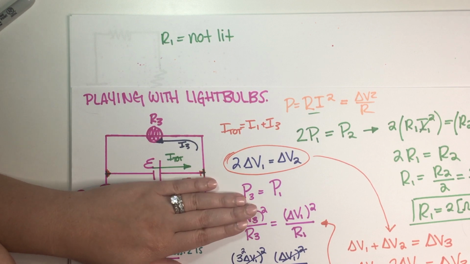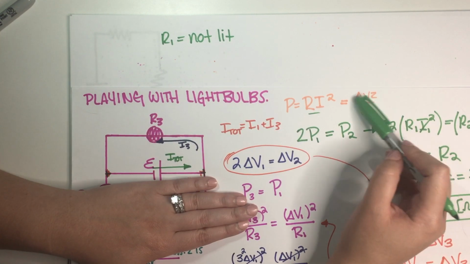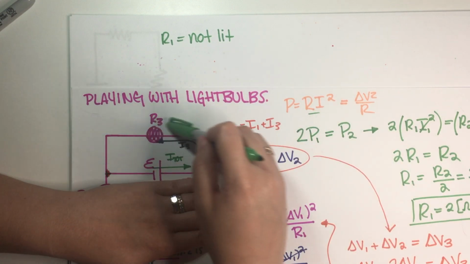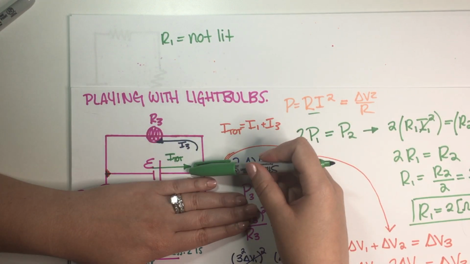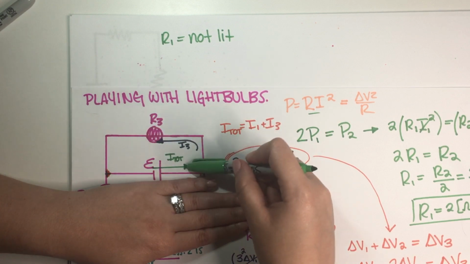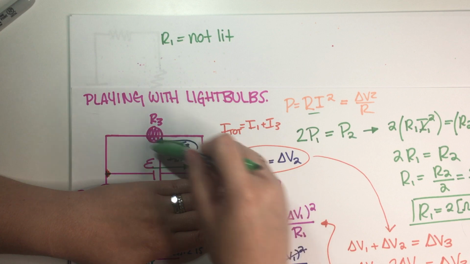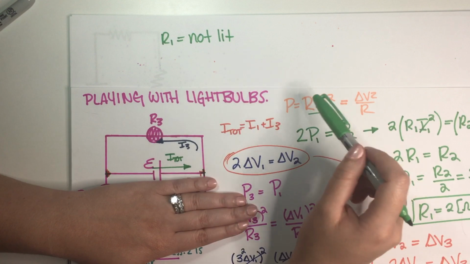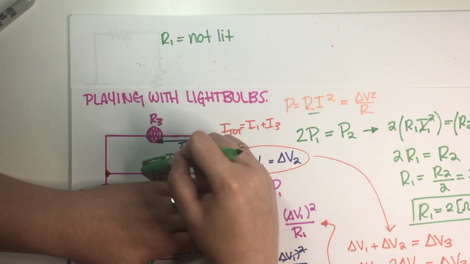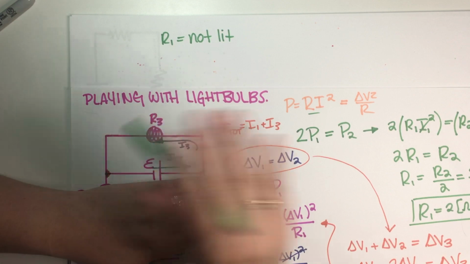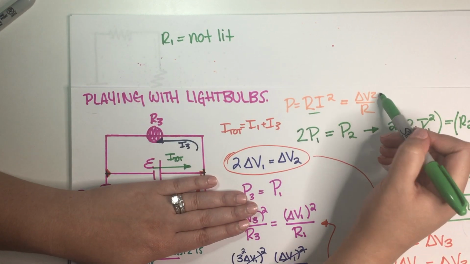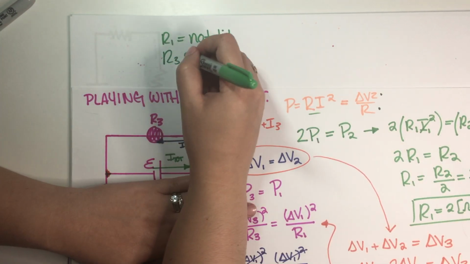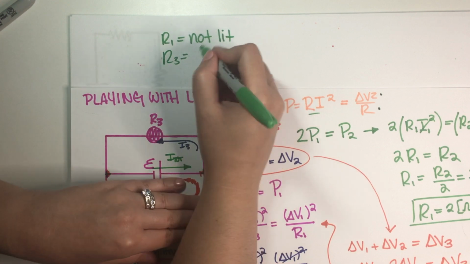So P3 by definition is delta V squared divided by R. Delta V is just whatever amount of voltage this battery is supplying, because if you do a loop rule, you'll see that delta V is just this E value over here. So because we didn't change the battery, delta V for R3 is gonna stay exactly the same. If delta V stays exactly the same and we didn't do anything to the resistor, then nothing is gonna happen to R3. So it stays the same.